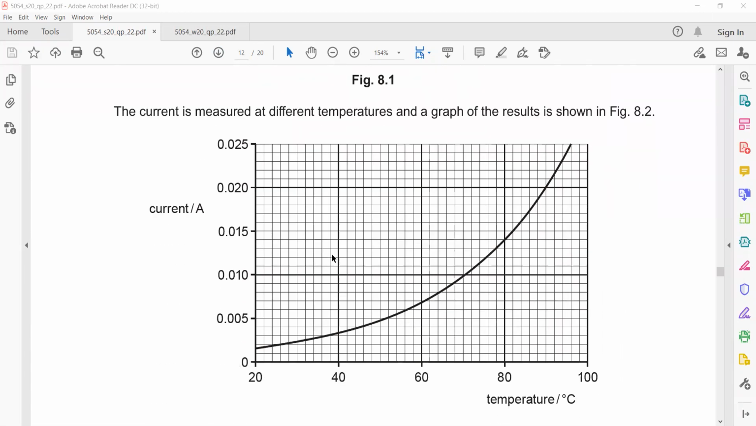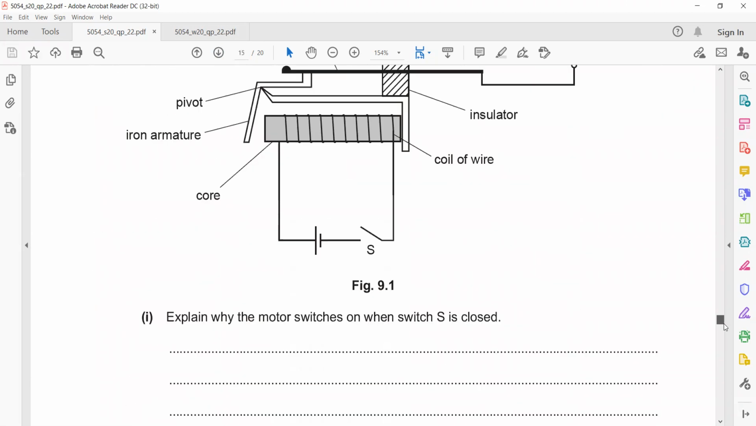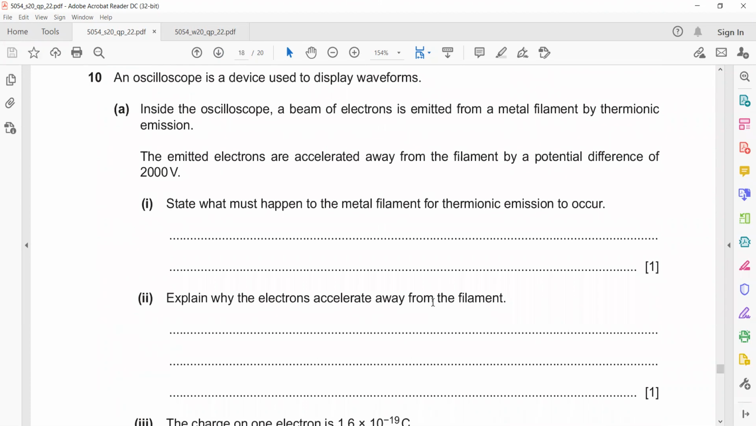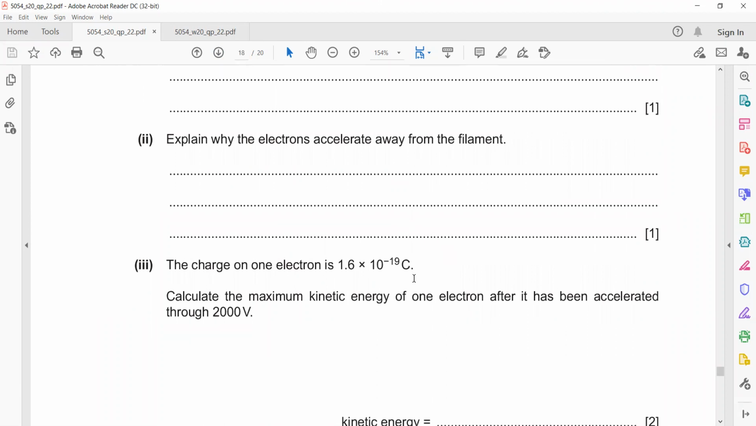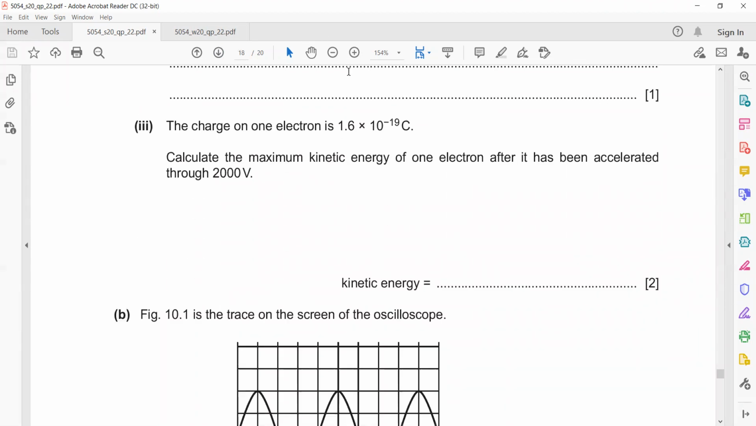Next is question 10, part A3. The charge on one electron is 1.6 into 10 to the power minus 19. Calculate the maximum kinetic energy of one electron. So basically, here the electrical energy is transformed into kinetic energy.